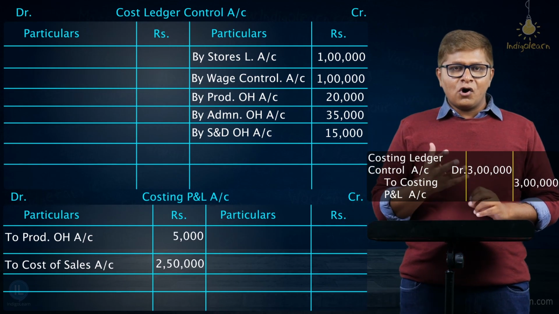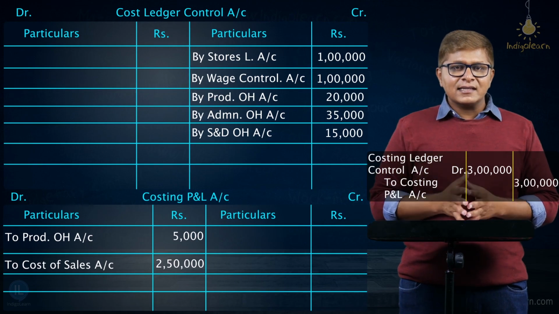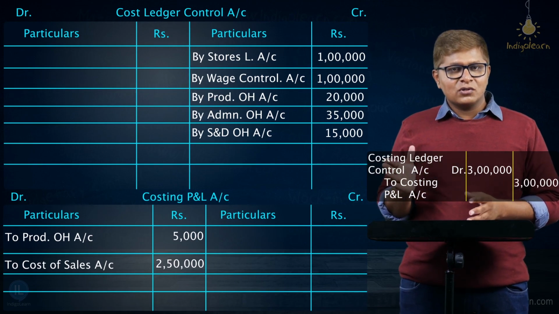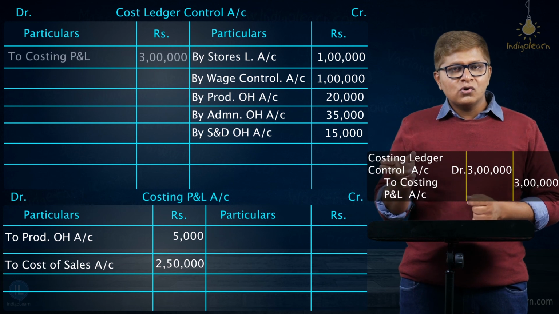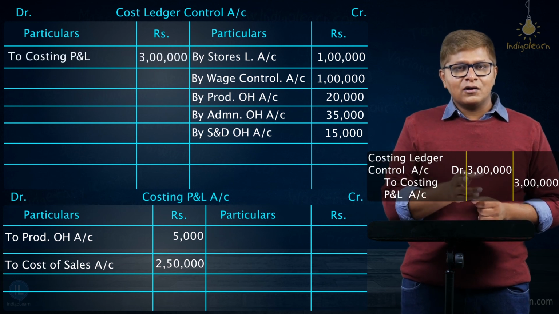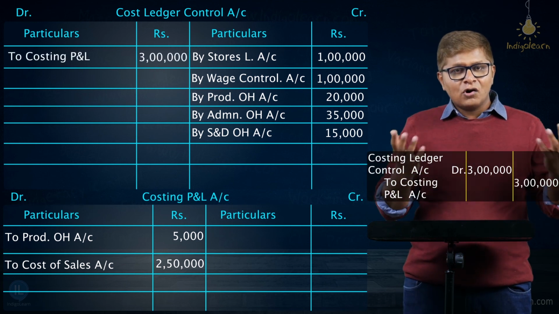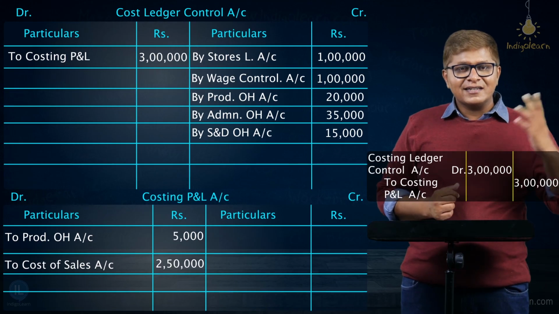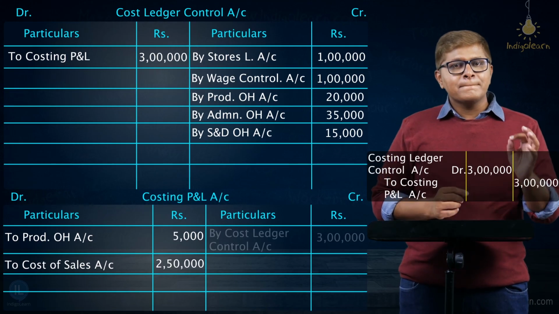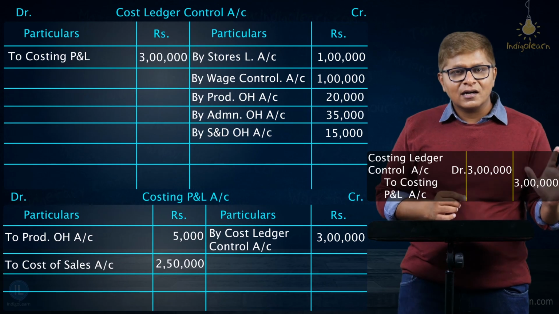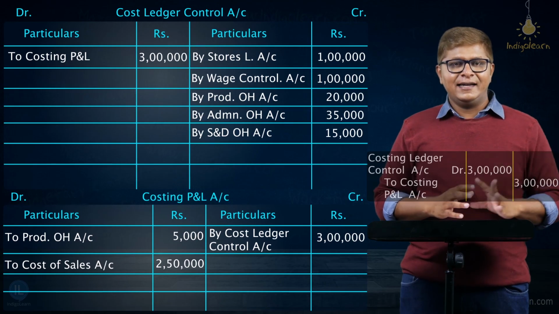Now in the cost ledger control account, this entry will appear on the debit side. So the posting will be to costing P&L account rupees 3 lakhs, and in the costing P&L account on the credit side we are going to have a posting by cost control ledger account, that is sales rupees 3 lakhs.